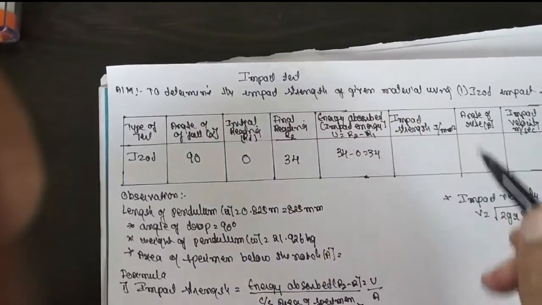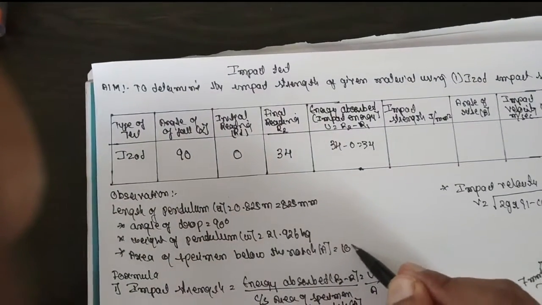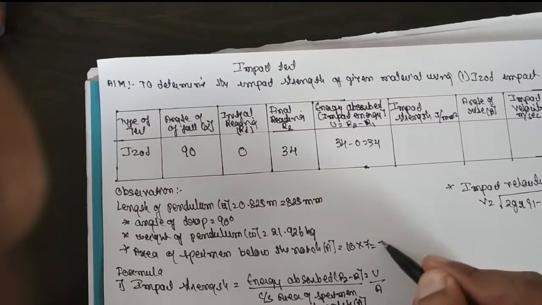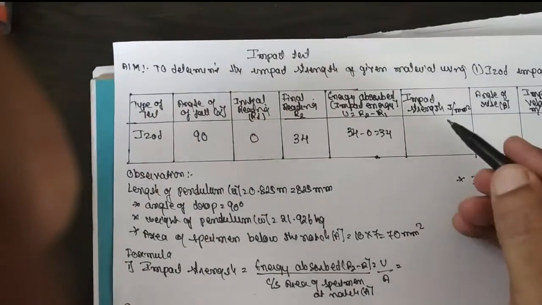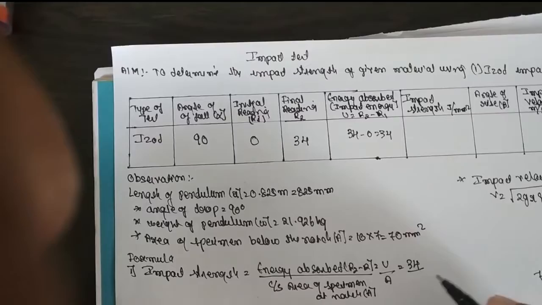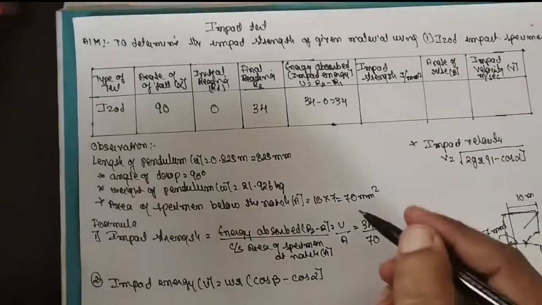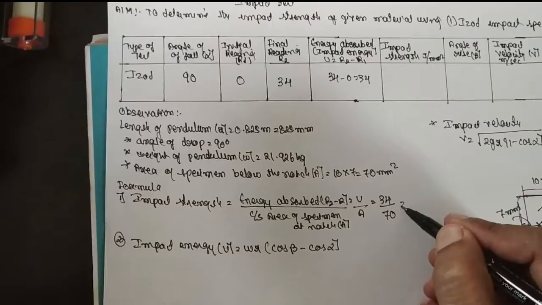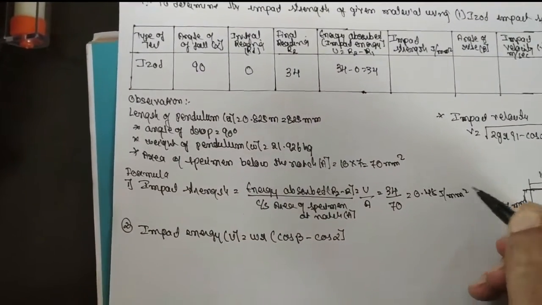Now impact strength can be found with the help of this part. Area of the notch will be 10 into 7, which is nothing but 70 mm squared. The U value is 34 divided by 70. Now the answer for this is nothing but 0.48 joule per mm squared.